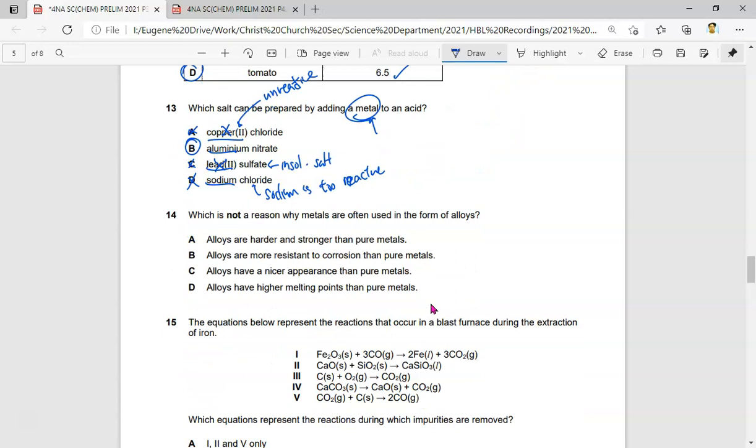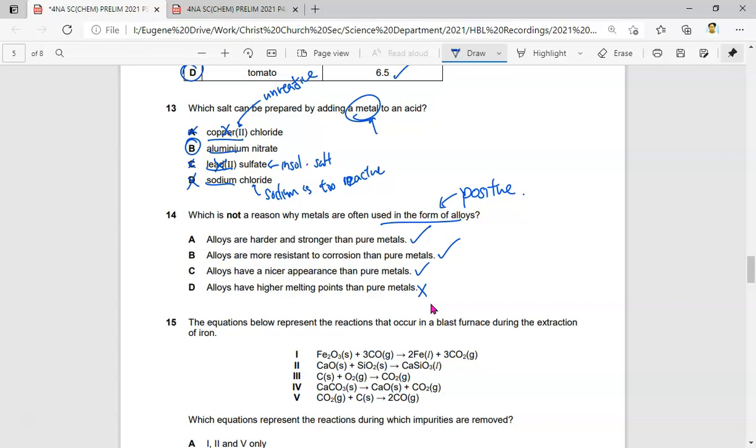Okay, next, question 14, which is not a reason why metals are often used in the form of alloys. The reasons why they are often used in the form of alloys should have a positive effect, right? If it's harder and stronger than pure metals, obviously it's true. Alloys are more resistant. Stainless steel, you know that they're more resistant. Alloys have a nicer appearance than pure metals. Obviously, it's something good. Now, alloys have a higher melting point than pure metals. Actually, this is not true.